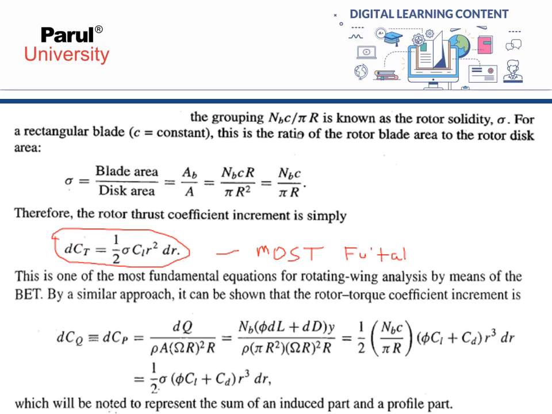By a similar approach, it can be shown that the rotor torque coefficient increment is dCQ equal to dCP, is equal to dQ upon rho A omega R whole square into R, is equal to Nb in bracket phi dL plus dD into y divided by rho pi R square omega R whole square into R, is equal to 1 upon 2 Nb c by pi R in bracket phi Cl plus Cd r square into dr, is equal to 1 upon 2 sigma phi Cl plus Cd r square into dr, which will be noticed to represent the sum of an induced part and a profile part.